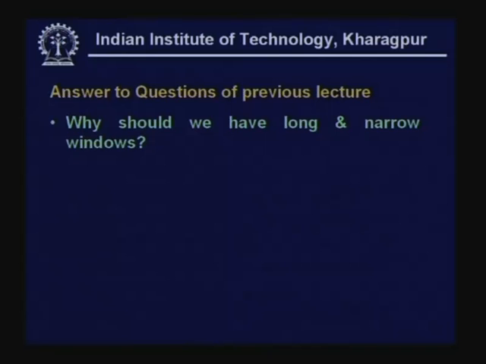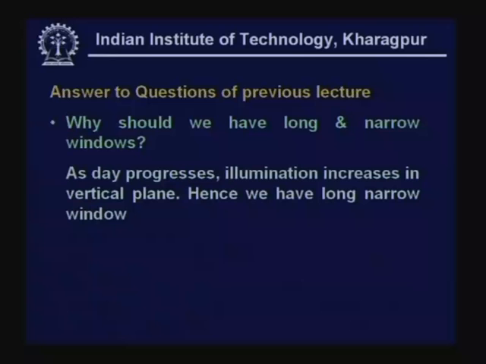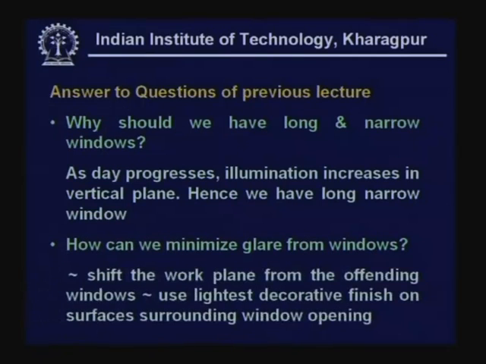Why should we have long and narrow windows? As day progresses, illumination increases in vertical plane and hence we have long narrow windows. So, we should have long and narrow windows because that again ensures that throughout the day, as the sunlight moves, we do get nearly same light conditions and minimize the reflected glare. How can we minimize glare from windows? We can minimize the glare from windows by shifting the work plane from the offending windows and trying to use light decorative fittings on surfaces surrounding window openings.